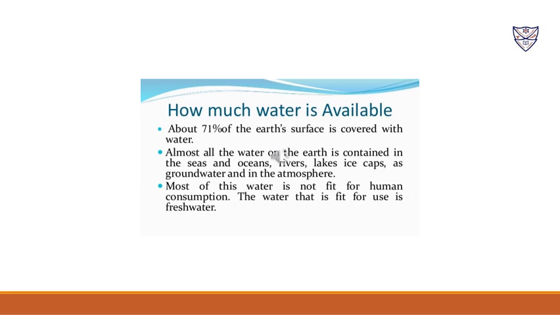Almost all the water on Earth is lodged, that is, it is either present in seas, oceans, rivers, lakes, ice caps, as groundwater, and in the atmosphere. Now, most of this is not potable. Potable means humans cannot drink it, because the water present in seas and oceans is salty. We can only drink fresh water, whereas the water present in ice caps is not available for our use.